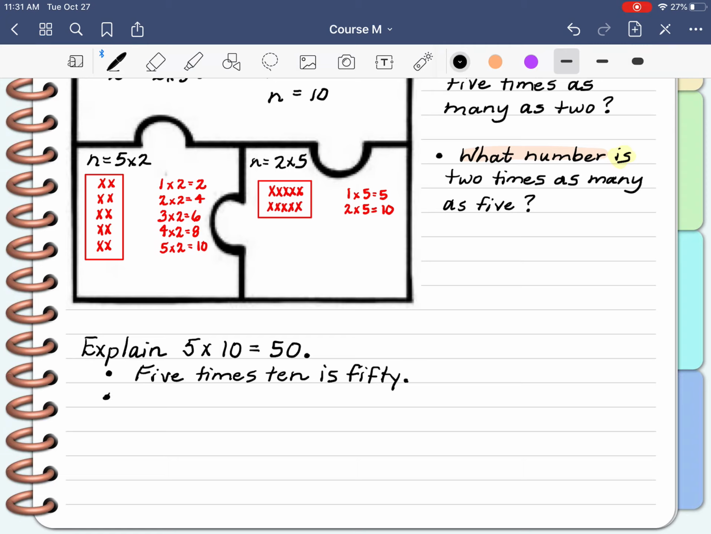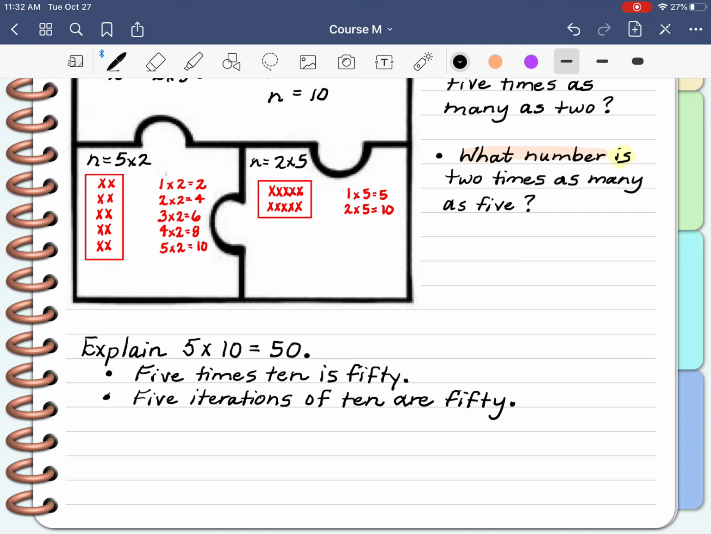Or another way to say that is that 5 iterations of 10, and because iterations is plural, I'm going to say are 50. Linking verbs are equal signs. So that's one way you can say it. 5 times 10 is 50, which is the same thing as saying 5 iterations of 10 are 50.